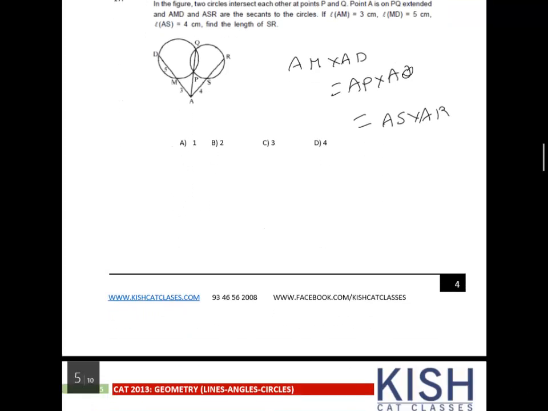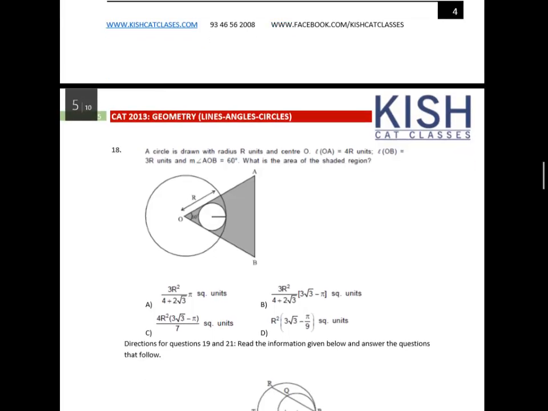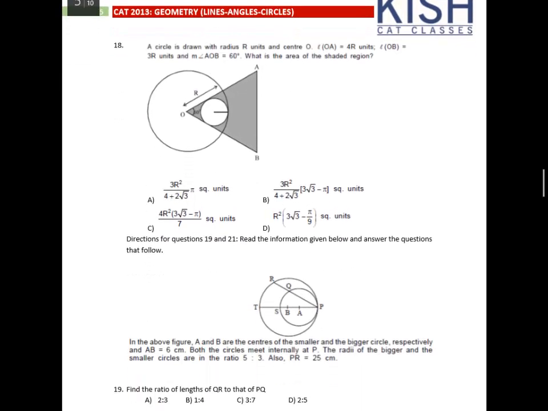We just move to question number 19. Looks like a big one. Solve it quickly.